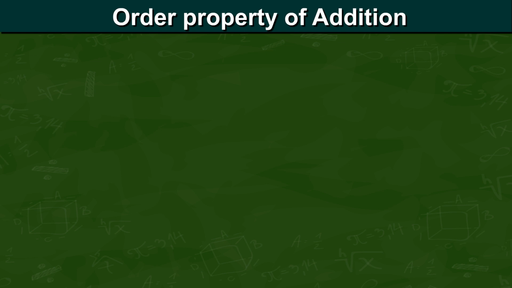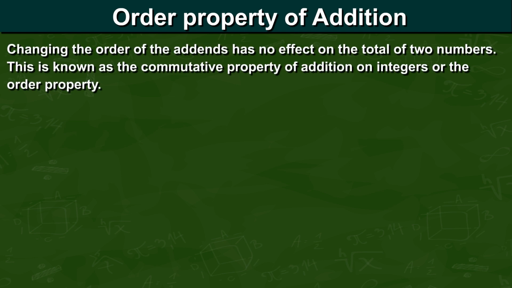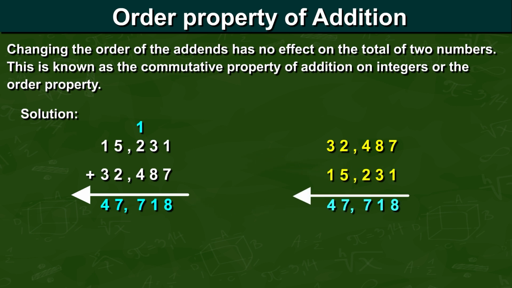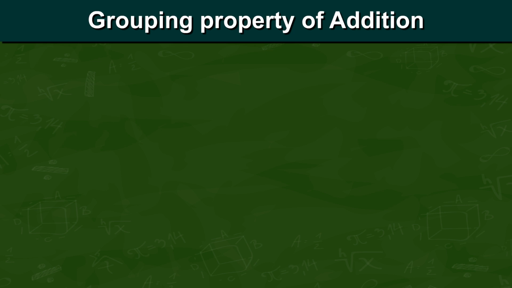Properties of addition of numbers. Order property of addition. Changing the order of the addends has no effect on the total of two numbers. This is known as the commutative property of addition on integers or the order property. Example. 15,231 plus 32,487 is equal to 32,487 plus 15,231.